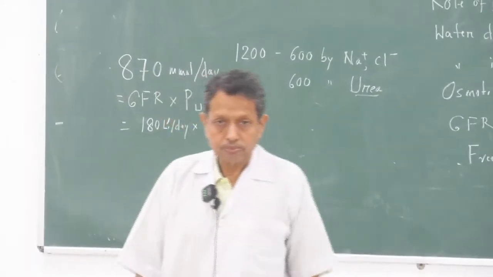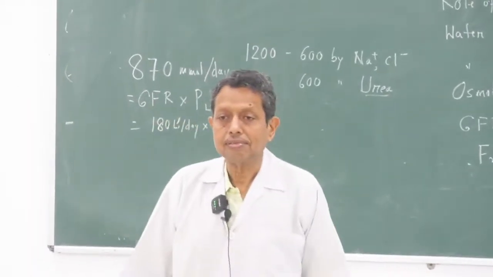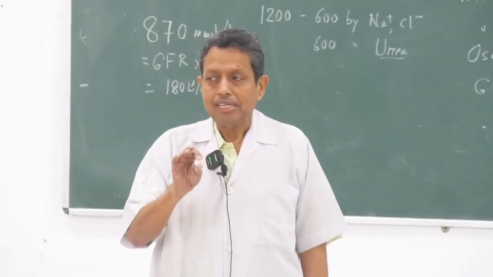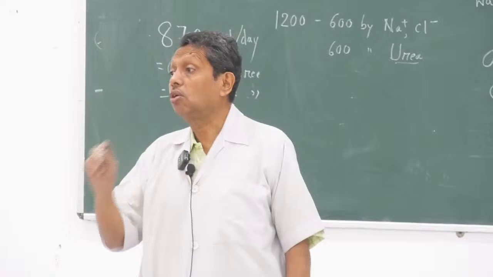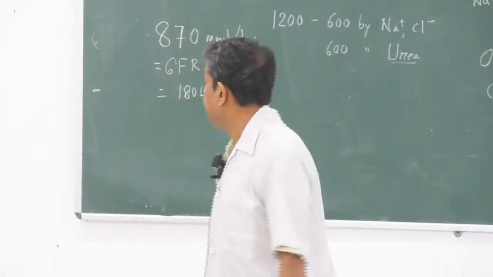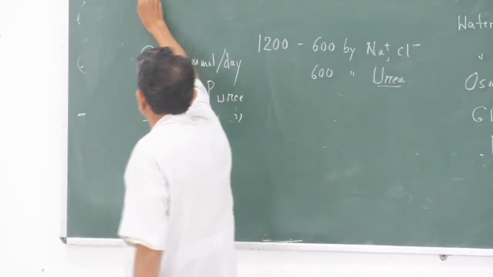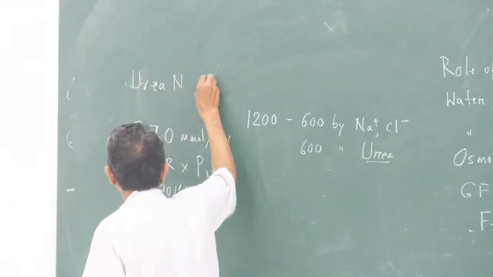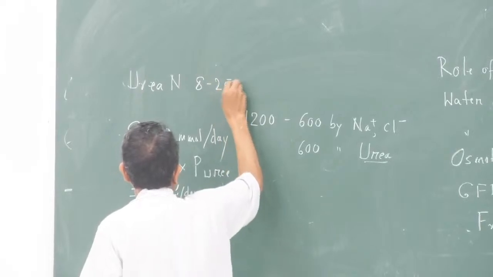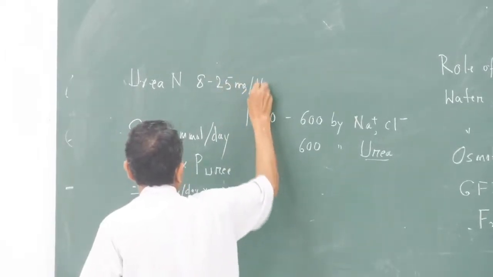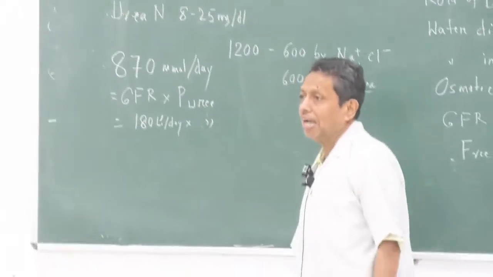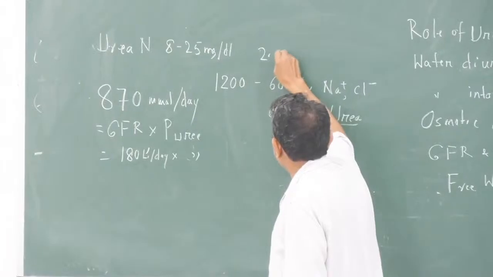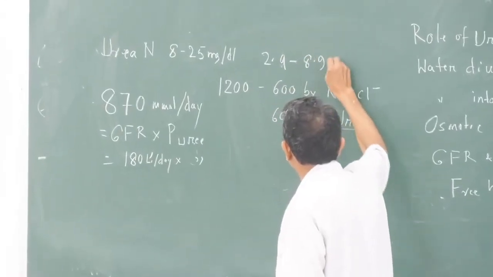In a reliable text, there is given some data in milligram per deciliter of nitrogen, urea nitrogen. Urea is 8 to 25 milligram per deciliter. And in the SI unit is given 2.8, 2.9 to 8.9 millimole per liter.